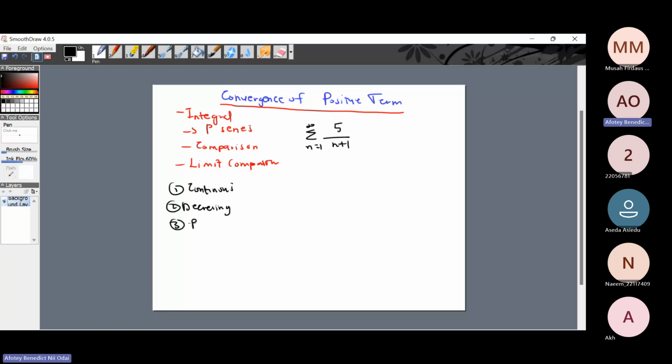And three, of course, they have to be positive. Now, somebody will ask, how can I show that it's continuous? You don't have to show that it's continuous. So let me solve this, how I will solve it in the exam.